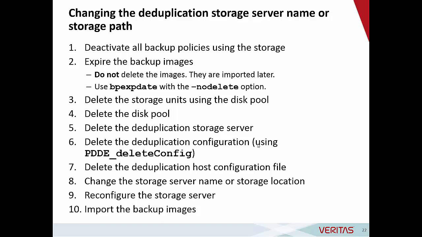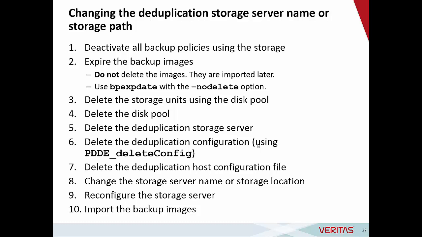Then I delete the storage units that target the disk pool, delete the disk pool itself, remove the storage server, and then there's a cleanup script that I can run to delete some of the other little itty-bitty parts of the MSDP pool that will still linger in the configuration even after steps 1 through 5. And so this script, pdde_delete_config, is a shell script or a batch file. It's platform specific, depending on whether you're on Unix or Windows. That does the rest of the cleanup.